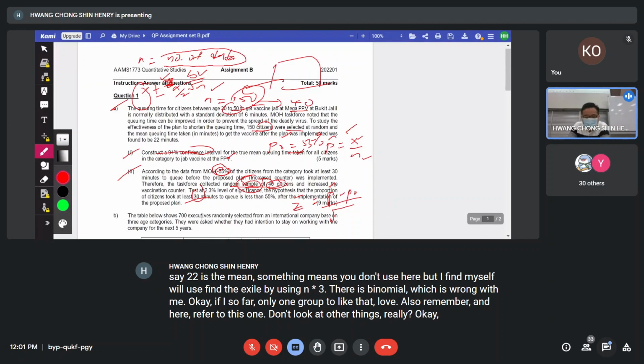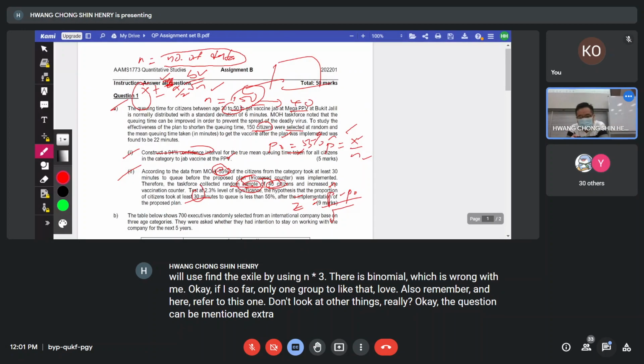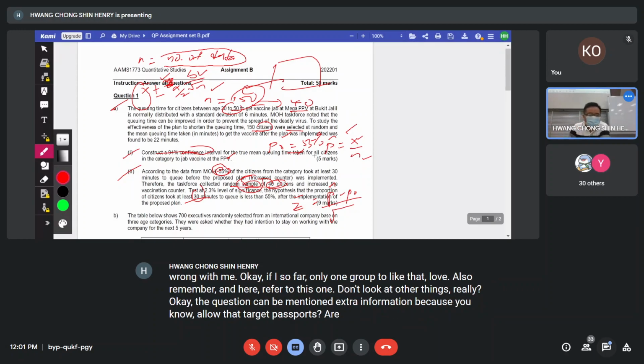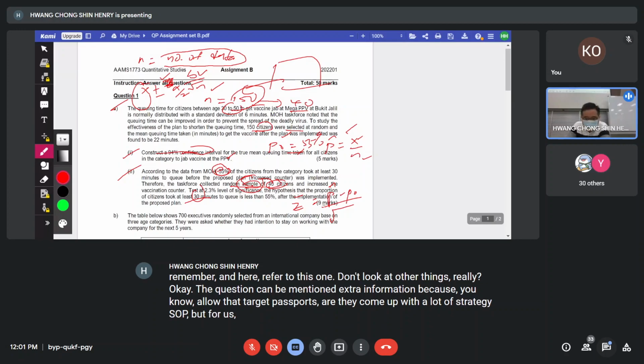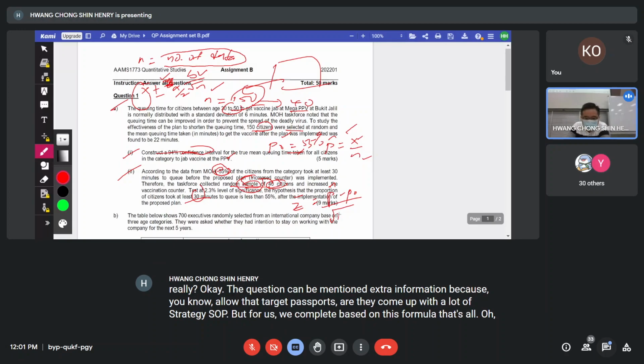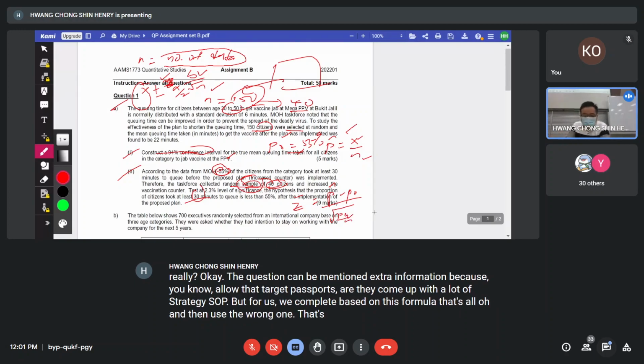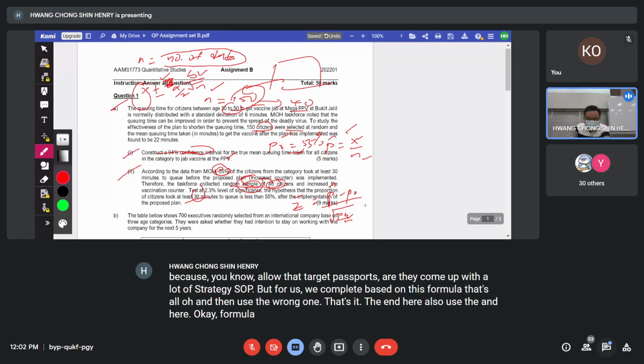The question can mention extra information because, you know, the COVID task force came up with a lot of strategy and SOP. But for us, we calculate based on this formula. That's all. Don't use the wrong one. The N here also uses the N here. Formula X is a sample, 40 from 150 already. Okay?